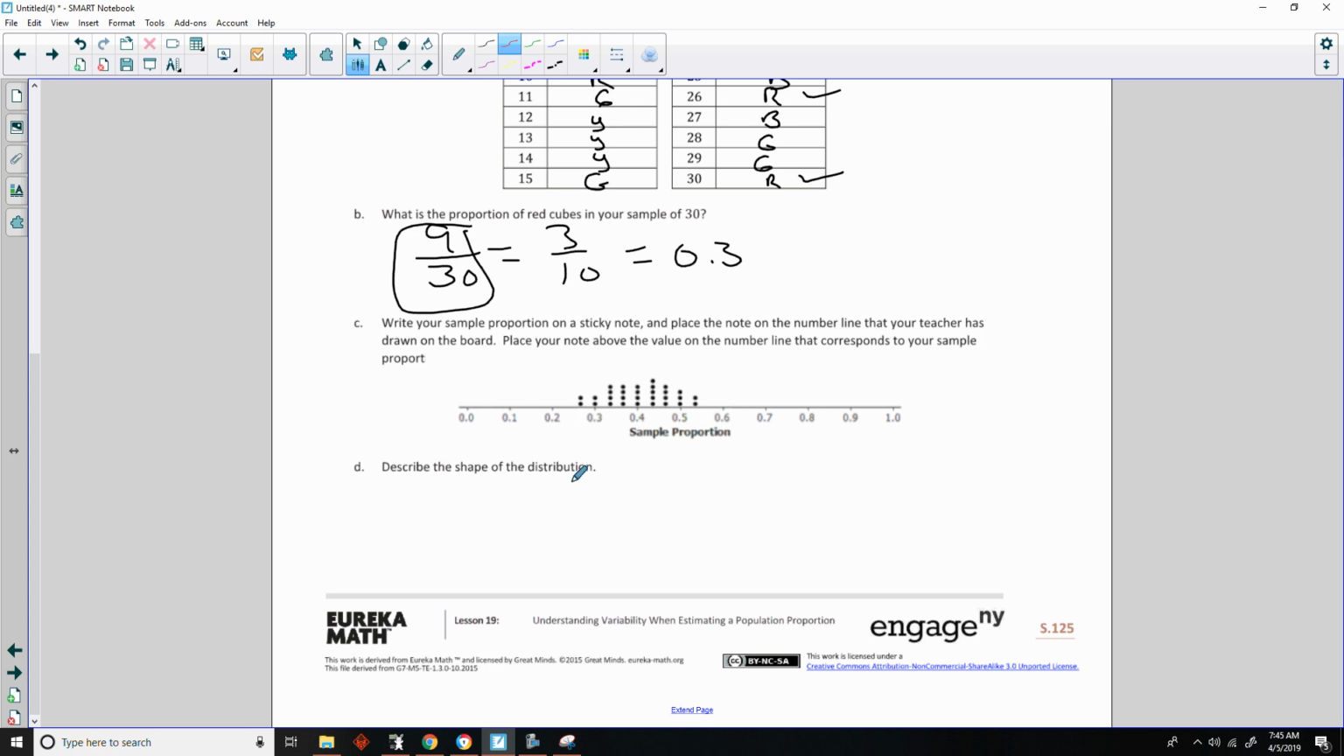And the shape of the distribution is centered around 0.4, symmetrical, and goes from 0.2 something to 0.5 something. So I'd say about approximately 0.3 to 0.5.